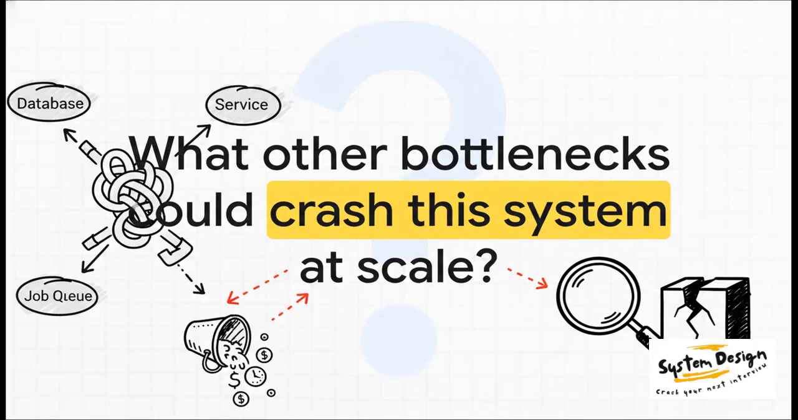We've designed a really solid system, but no design is ever perfect. Thinking like a real engineer means you're always looking for that next potential point of failure. The database and the service are scaled, sure, but what about the network between them? Or the job queue itself? What other hidden bottlenecks could bring a system like this to its knees? That's the kind of question that keeps the best engineers innovating.